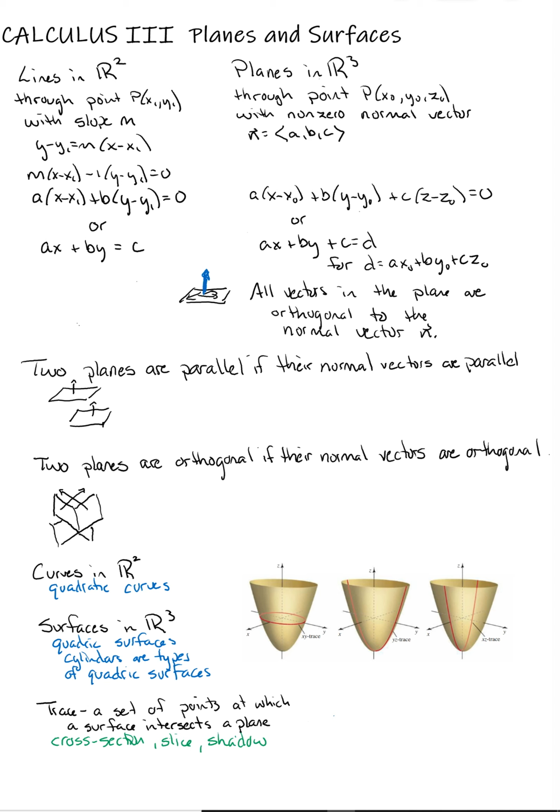So to find a trace, if I want to find the xy trace, then we let z equal 0. To find the yz trace, we let x equal 0, and to find the xz trace, we let y equal 0. Pretty straightforward.